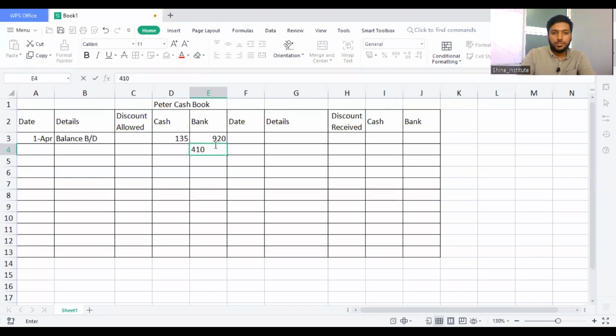And we should write the dates. We should be very careful when writing the dates. This transaction happened on April 2nd, so I'll write here 2nd April. So we're done with the first transaction, and then we move on to the next part of the sum.